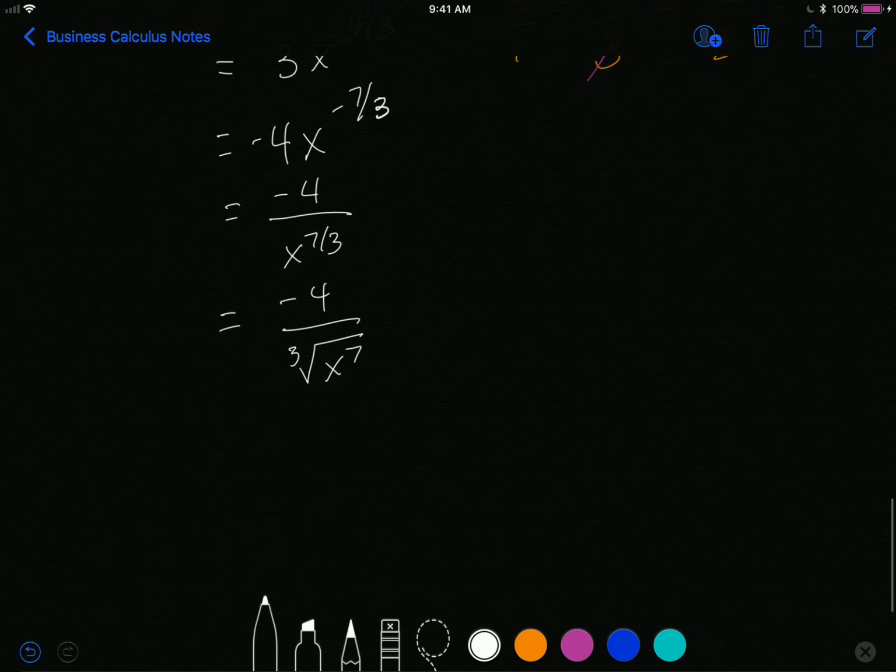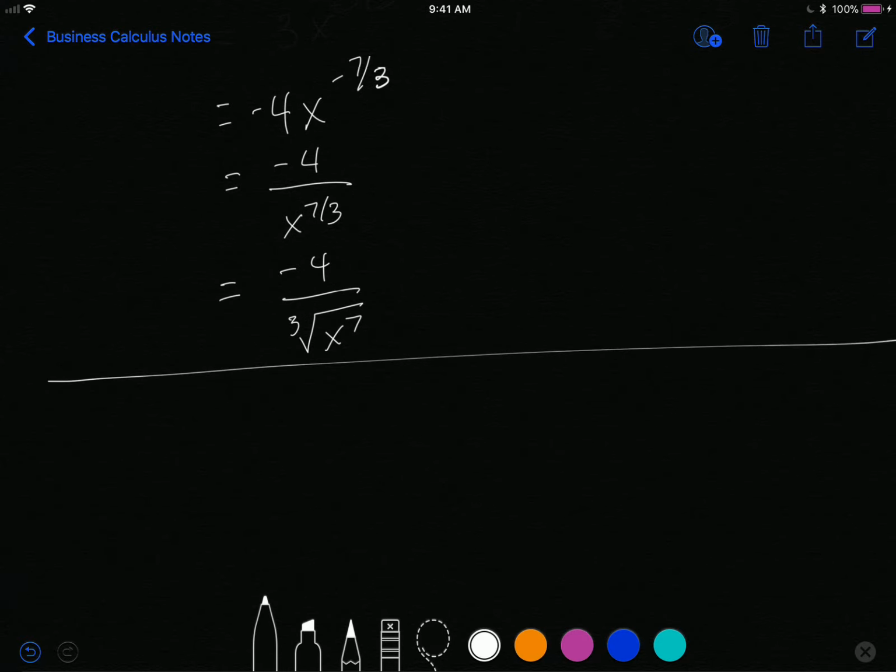The second part deals with exponentials and logs.